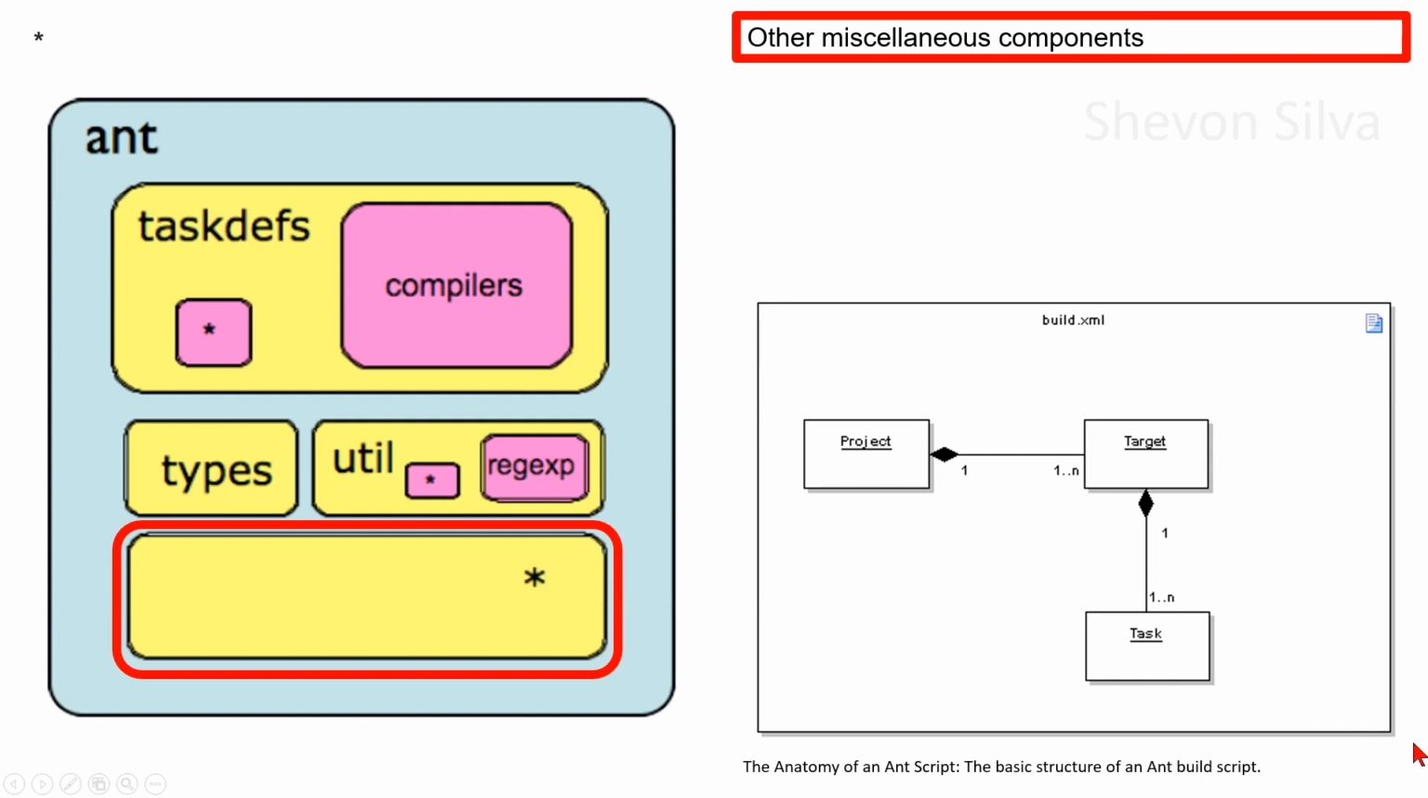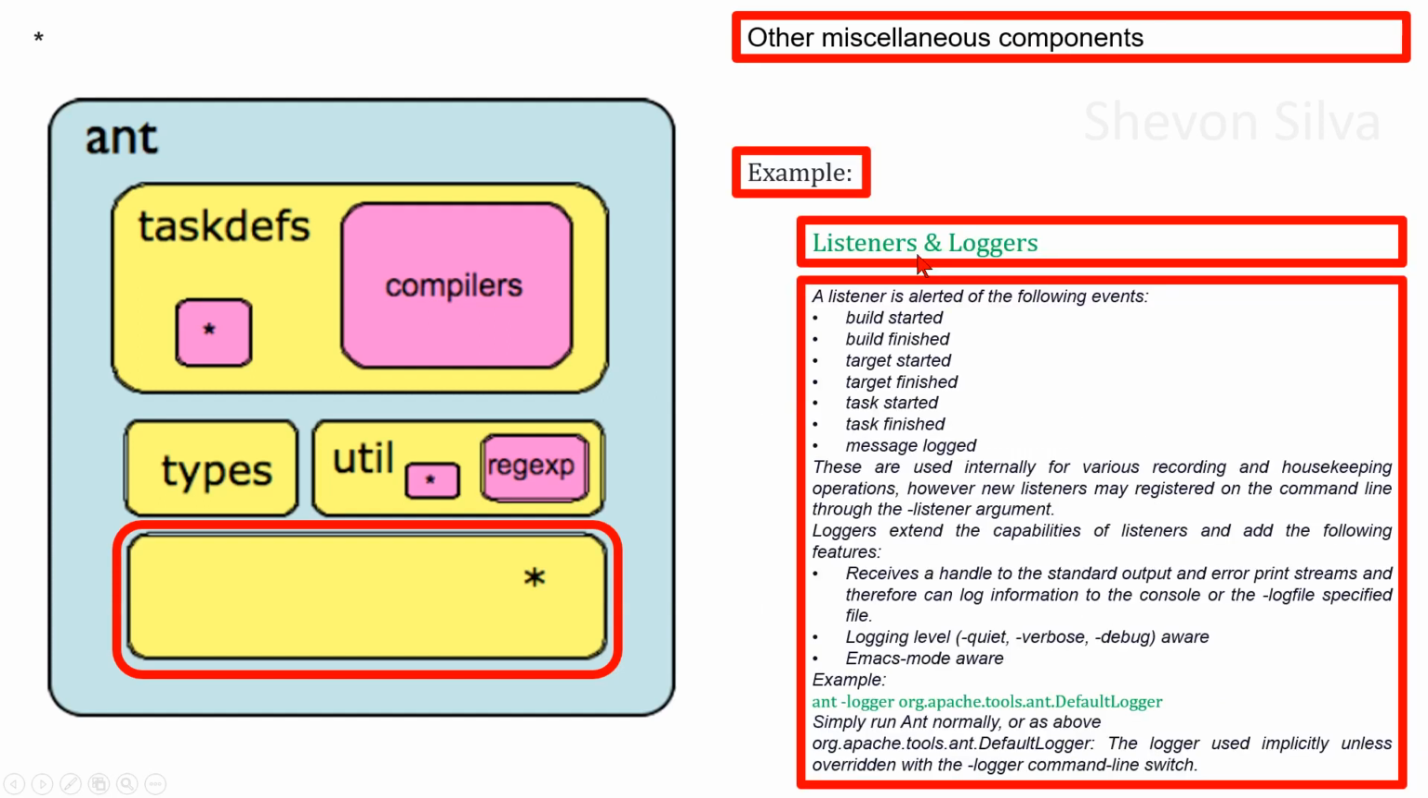As an example, we can consider listeners and loggers. A listener is alerted of the following events: build started, build finished, target started, target finished, task started, task finished, message logged. These are used internally for various recording and housekeeping operations. However, new listeners may register on the command line through the -listener argument.